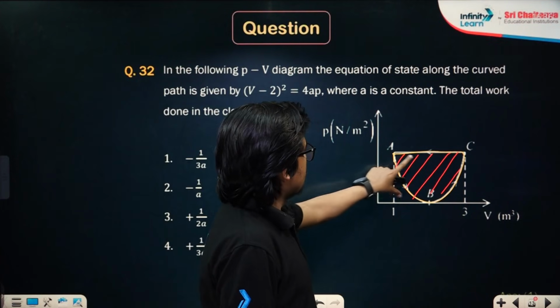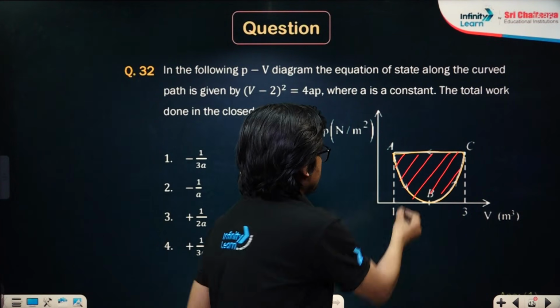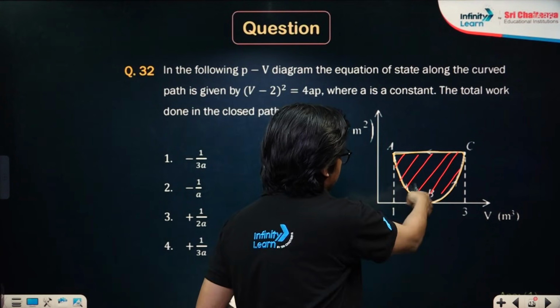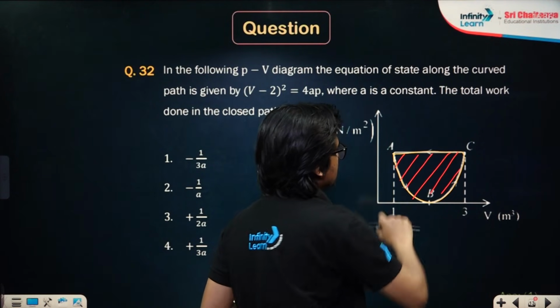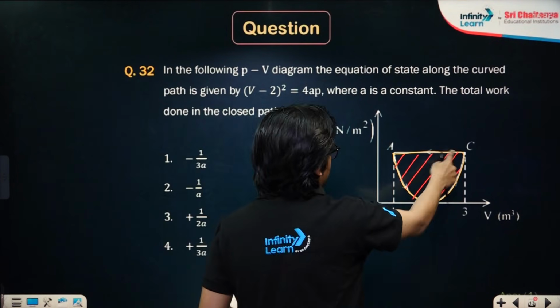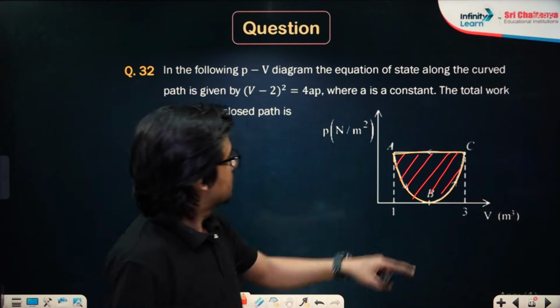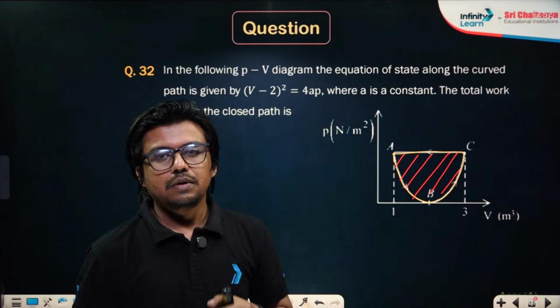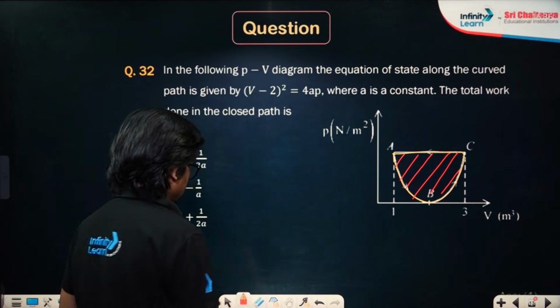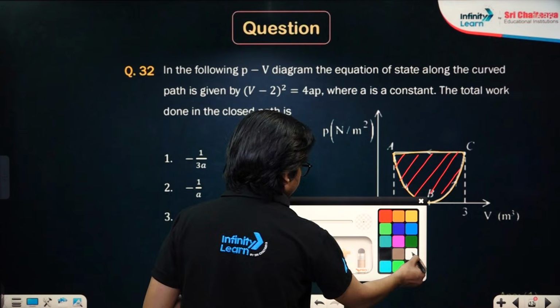And that work done will obviously be negative, because for this loop, the sense of rotation, if you move around this loop, is anti-clockwise. Finally, you can see that volume is actually decreasing from C to A, so work done is negative. How are we going to find that out?